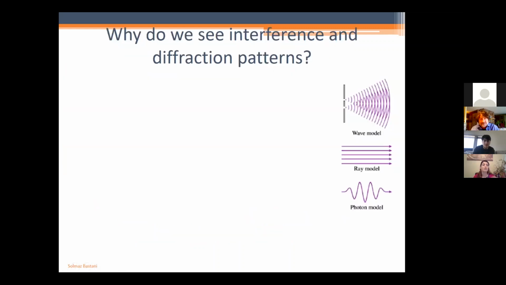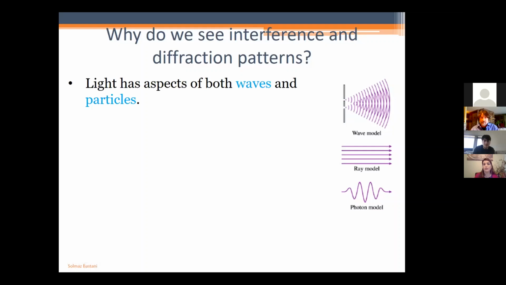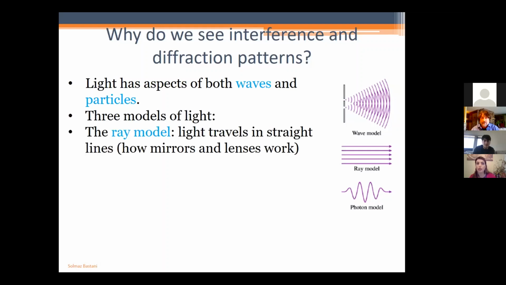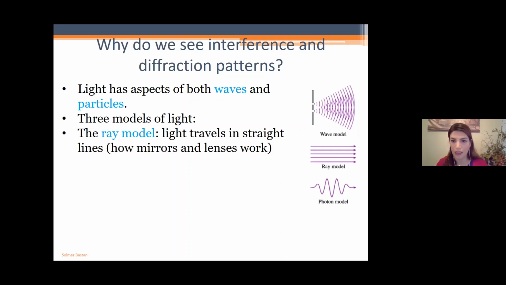All right, now let's just spend a couple of minutes and take a look at why we see interference and diffraction patterns. I'm sure that this is something that you have been told before, but I'm going to review it. So light, as we all know, has aspects of both waves and particles. Now, the three models of light that we're dealing with: the first is the ray model, and this is what you see here. In this model, light travels in a straight line. This is how we explain how mirrors and lenses work.